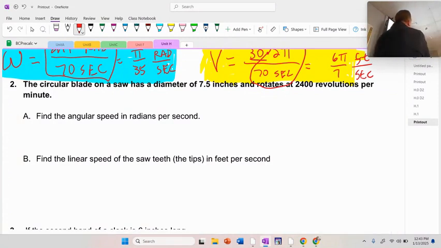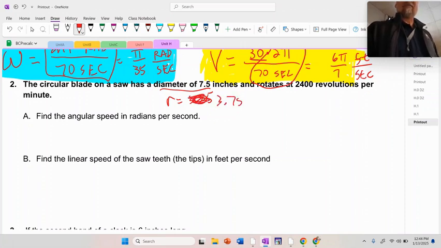A circular blade on a saw has a diameter. Remember, I screwed this up. I admitted it. I screwed up fourth hour, and I didn't read diameter. So what's the radius? Let's get it over with. Is that right? 3.25, 6.5, 3 point what? 7.5.